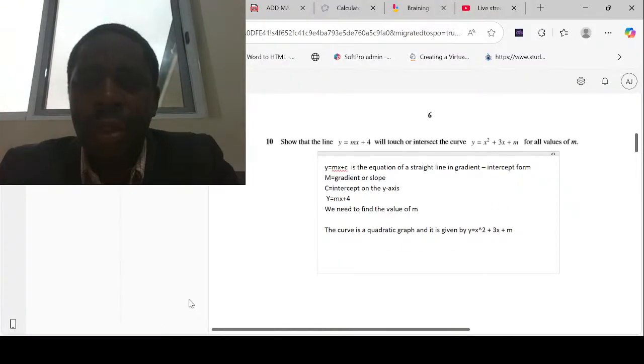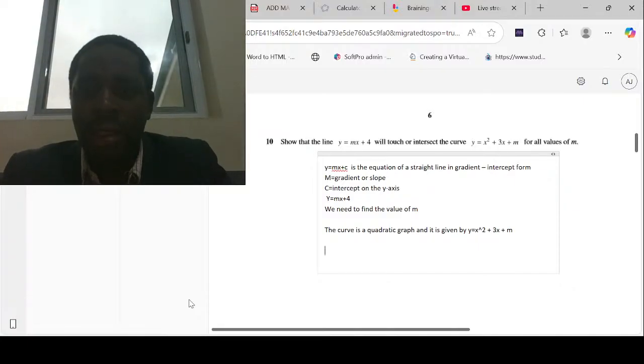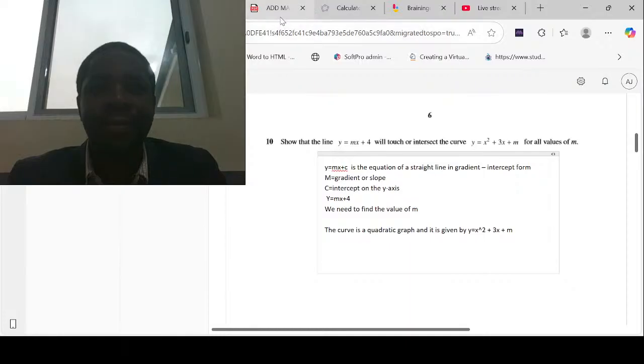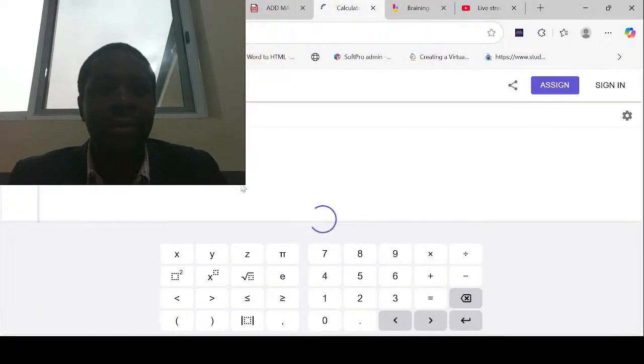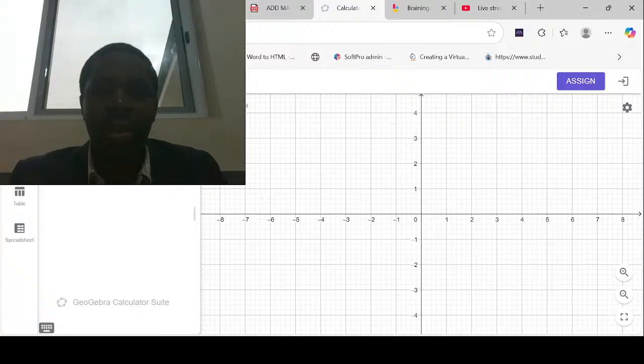So what happens when they intersect? Can you tell us, discuss about that? Don't worry, we have a lot of tools and software to make the class very lively and interesting. So what do they mean by when they intersect? Let's try and use GeoGebra to understand what is going on. So if y equals mx plus 4, I'm going to my GeoGebra. It's loading. Okay, so that's the graph.